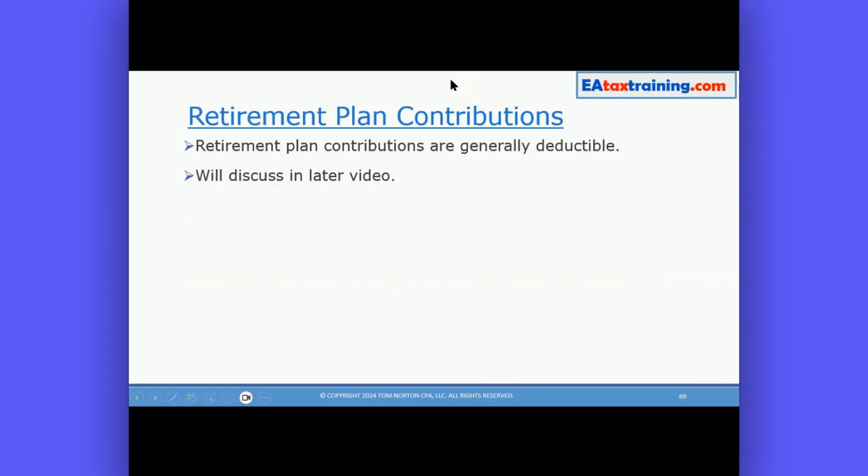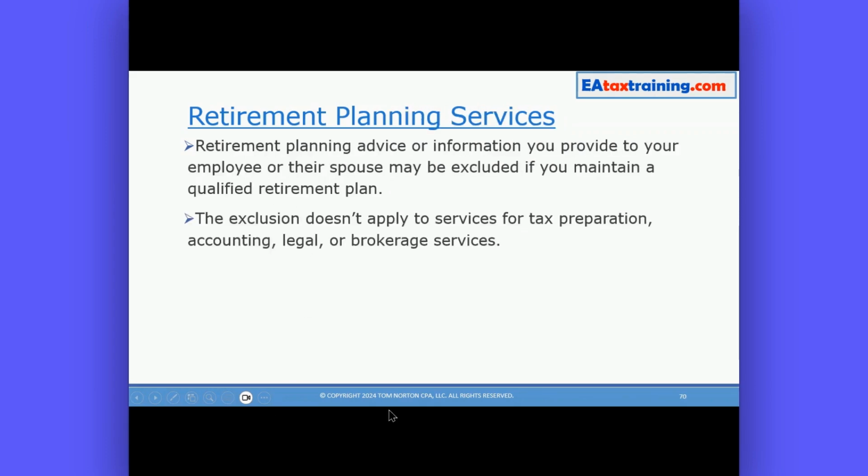Retirement plan contributions are also generally deductible, not included in the employee's income. We will discuss those in a later video. Retirement planning services. This is retirement planning advice or information you provide to your employee or their spouse. It may be excluded if you maintain a qualified retirement plan.